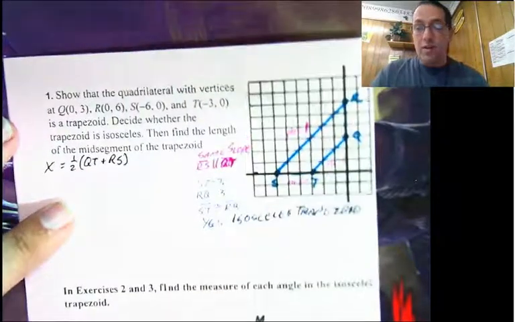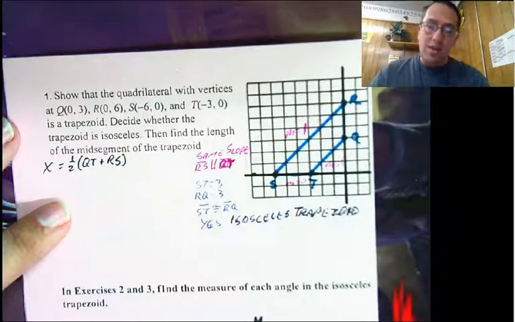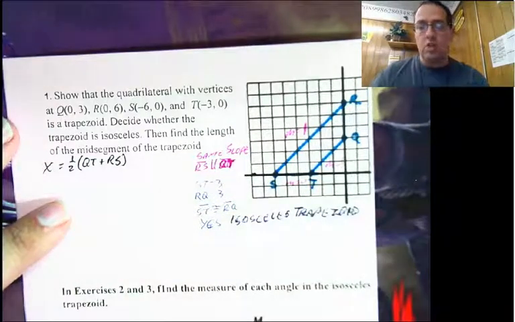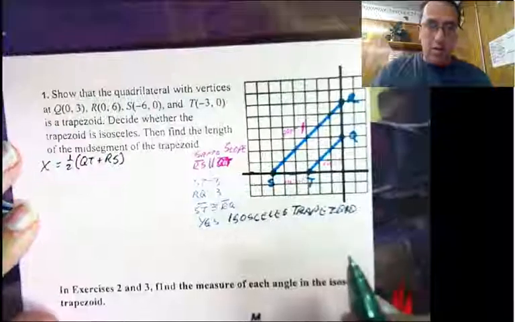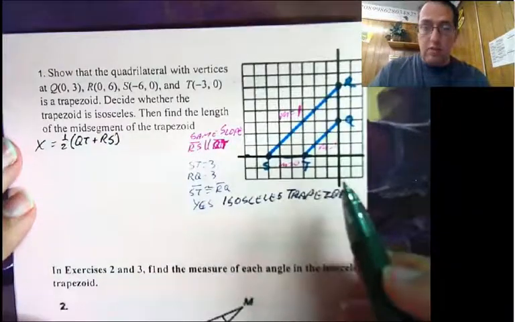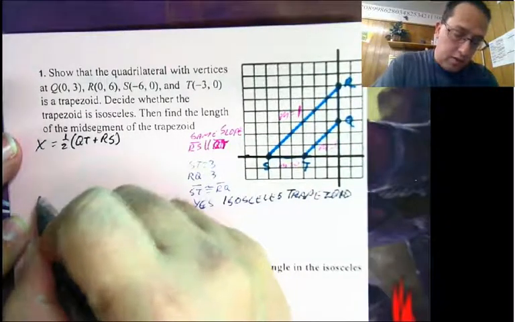Right? So that means we need to find the length of QT and the length of RS. These are not on the grid lines. They're going at angles here, so we are going to have to use the distance formula. Or, if you're like me, and don't really care for the distance formula, I'm going to look at this as the Pythagorean theorem. So let's find the length of QT first.